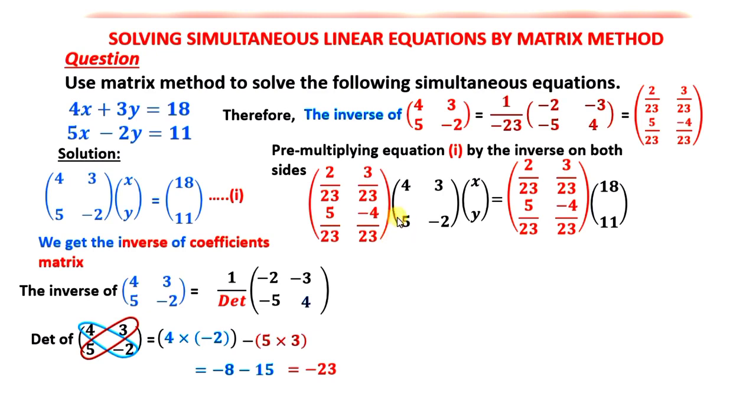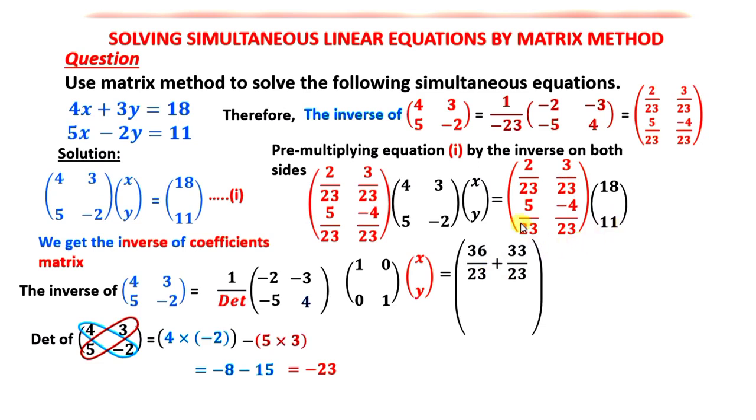For the left hand side, we have the coefficients matrix and its inverse being multiplied, and whenever we multiply a matrix by its inverse, we get the identity matrix, and because it's a 2 by 2 matrix, we have 1, 0, 0, 1, and then we multiply by x, y. On the right hand side, we are going to multiply as follows. We have 2 over 23 multiplies 18, and then we'll have to add that to 3 over 23 times 11, so that we have that.